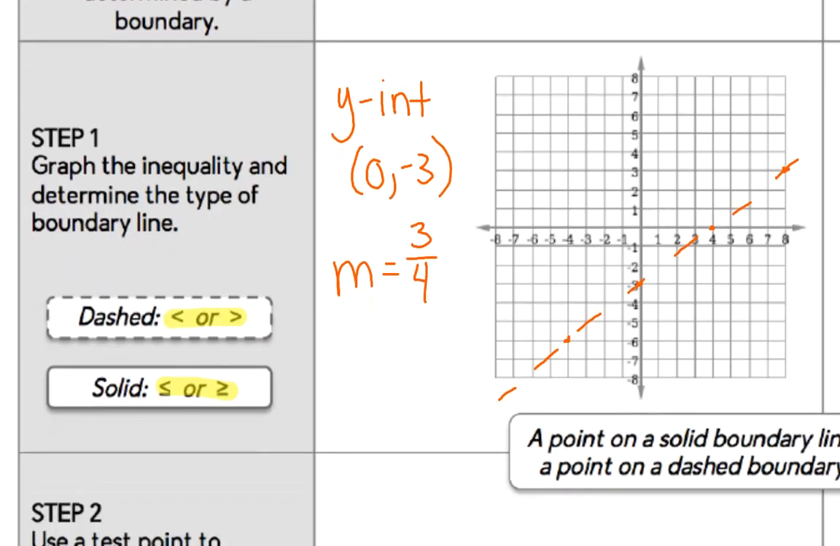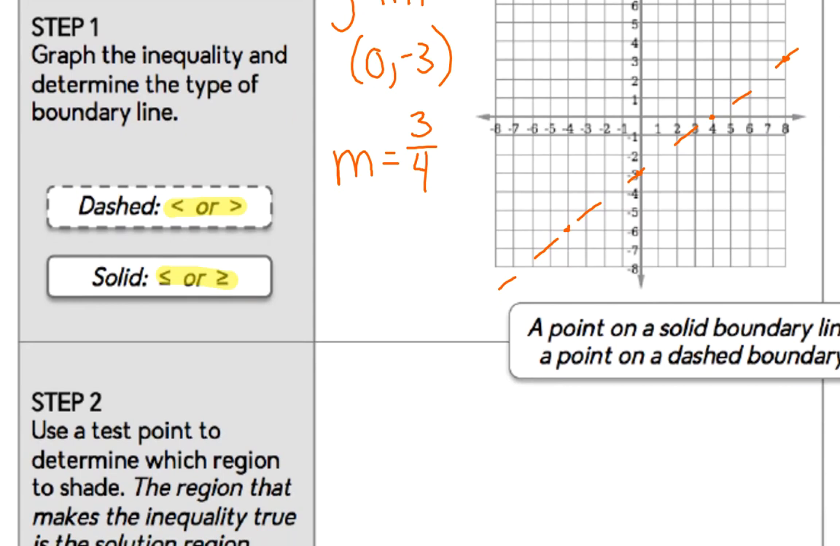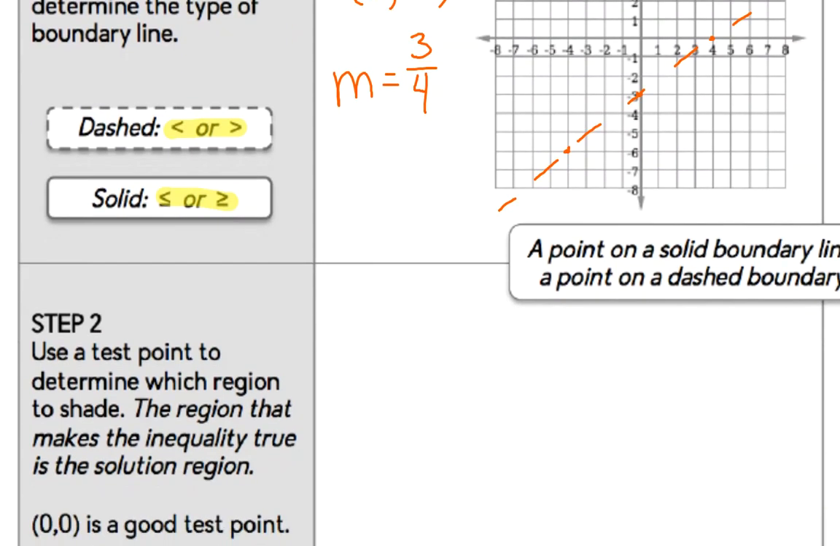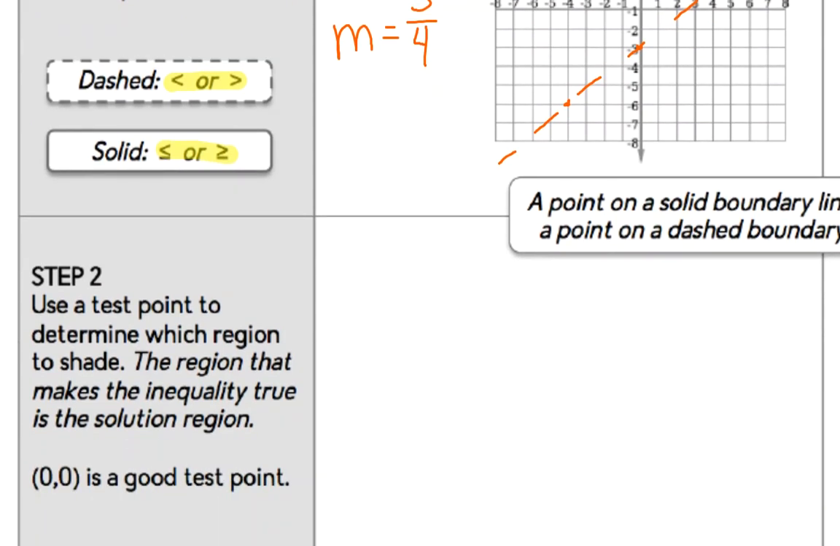Then the second step: we've got what the equation would be, but now to get the inequality, we need the region that represents all the solutions, the points that make the inequality true. So we're going to pick a test point to plug in and see if it makes something true, in which case we should shade towards that point, or if it makes something false, in which case we should shade away from it. (0, 0) is generally a good point unless your line goes through (0, 0).